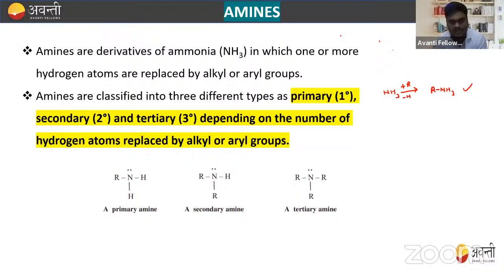Amines are classified into three different types, primary, secondary, and tertiary, depending upon the number of hydrogen atoms replaced by the alkyl or aryl group, right? Here only one hydrogen is replaced by one alkyl group, so this is termed the primary amine. Here two hydrogens are replaced by two alkyl groups, so it is known as the secondary amine. And here three hydrogens are replaced by three alkyl groups, so it is known as a tertiary amine.